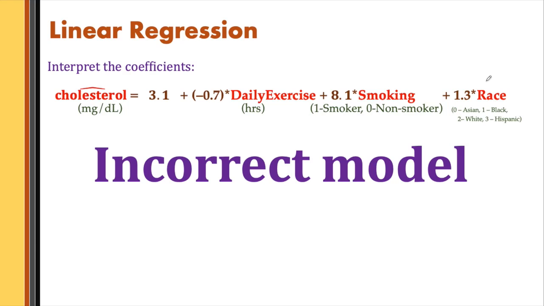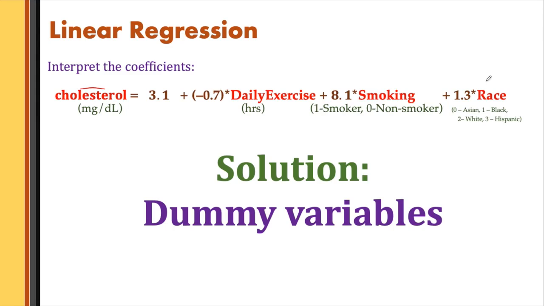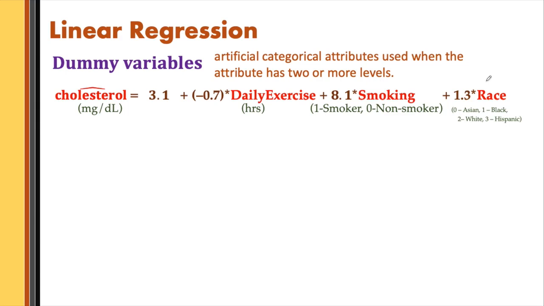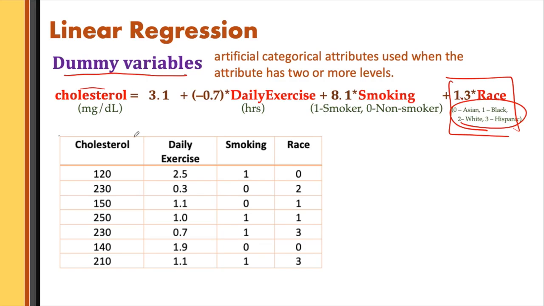So what do we do now? This time, we have to have what we call dummy variables. Now, what are dummy variables? Dummy variables are simply artificial categorical attributes used when the attribute has 2 or more levels. In this case, the categorical variable here has 4 levels or 4 possible responses. That's why we have to consider dummy variables. Suppose this is the data: you have the cholesterol, daily exercise, smoking, and race. You may not proceed with linear regression here since race is a categorical variable with 2 or more levels.